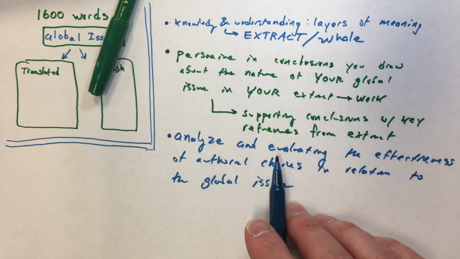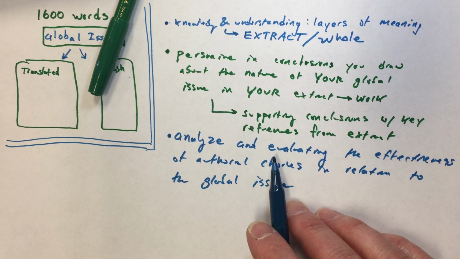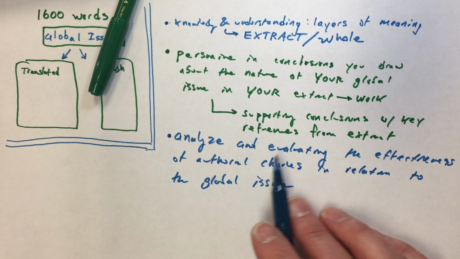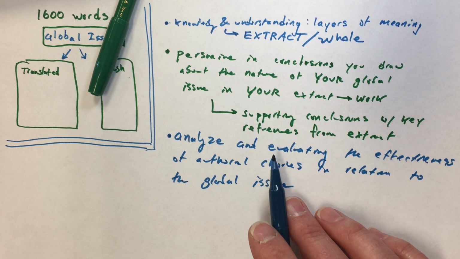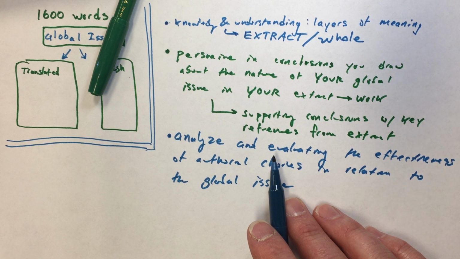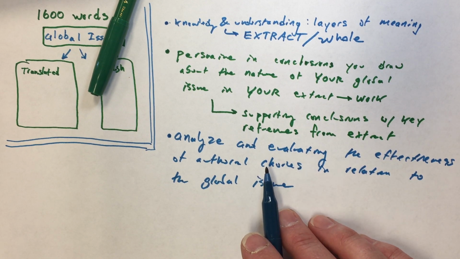Analyze and evaluate. Evaluate is important in that if you're reading Shakespeare or Cormac McCarthy, or just a work of genius, a breathtaking work of literature, and you're evaluating those authorial choices, it's not about criticizing their choices. You don't have to criticize their choices to evaluate them. What you're really doing is identifying the most effective choices, the ones that really bring out the essence of that global issue. That is an active evaluation.